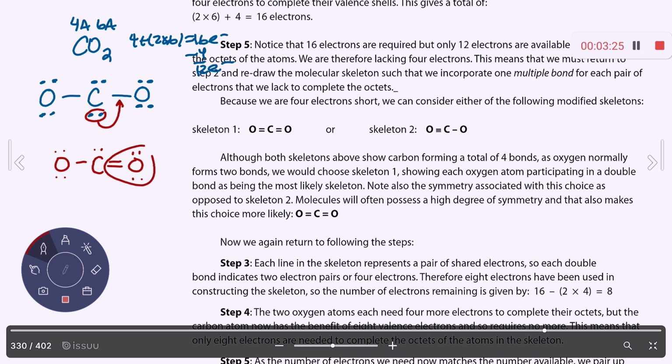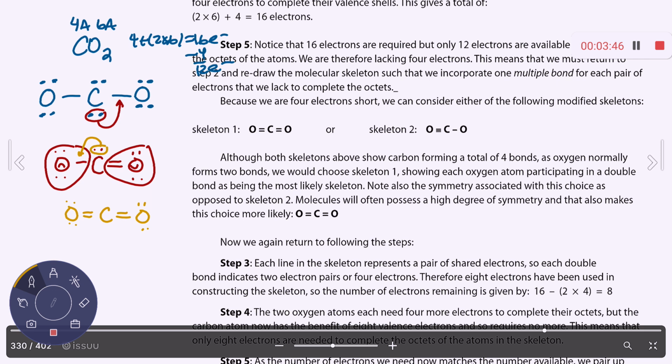This oxygen is now surrounded by 2, 4, 6, 8. So this oxygen's happy, okay? This oxygen over here is only surrounded by 6. So it's not happy. So that means I need to move another pair. So I'm going to take this pair on carbon and I'm going to put it here. And when I do that, I end up with something that looks like this. Now each oxygen is surrounded by 8, and so is the carbon. So everybody's happy. So now I'm done.